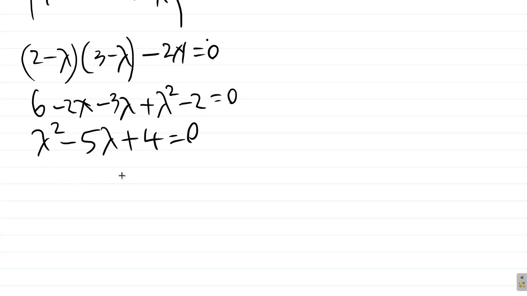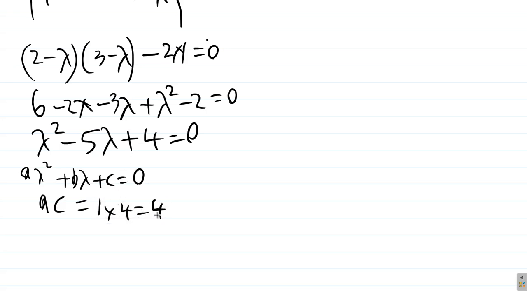If we multiply a by c, it's not x squared anymore. For this, it is lambda squared plus b lambda plus c equals 0. So a times c, in this case, is 1 lambda squared, so it's 1 times 4 equals 4. Then we must find two numbers that multiply to give AC and add to give B. Which two numbers multiply to give 4 and add to give negative 5?